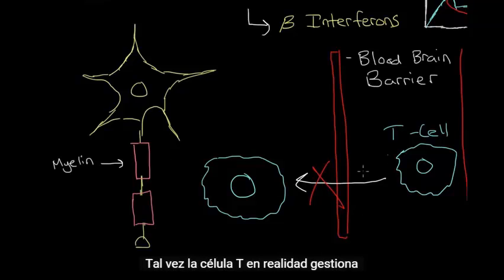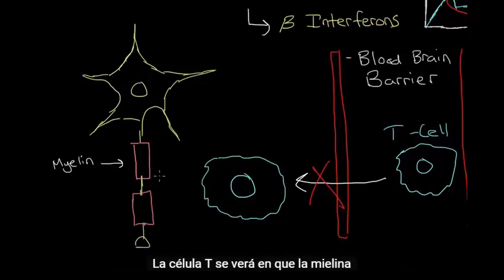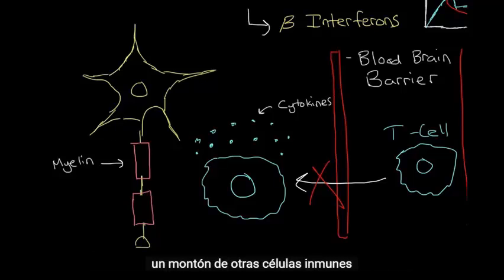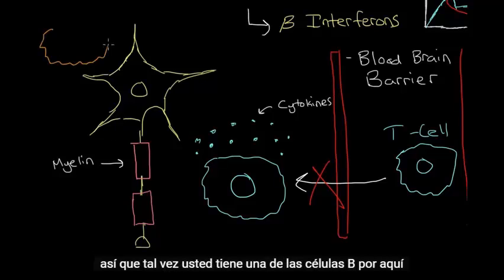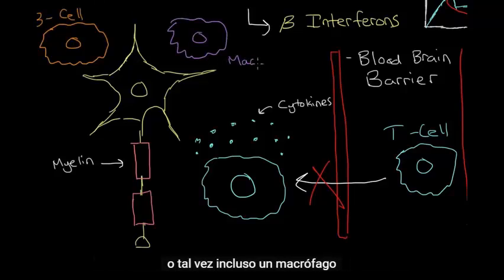So maybe the T cell actually manages to make his way across the blood-brain barrier. The T cell will look at that myelin and it'll recognize it as foreign. In doing so, this will trigger an alarm. So this T cell is going to release a whole bunch of chemicals called cytokines. These cytokines are going to alert a whole bunch of other immune cells. So maybe you have a B cell over here that responds to those cytokines, or maybe even a macrophage. And this will lead to inflammation.